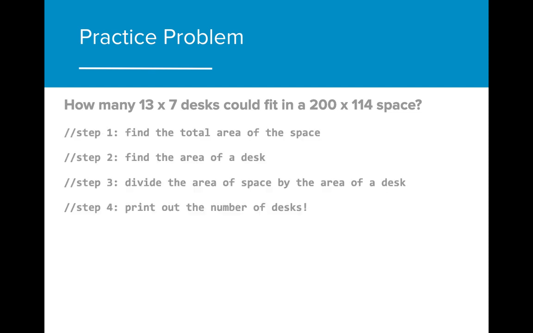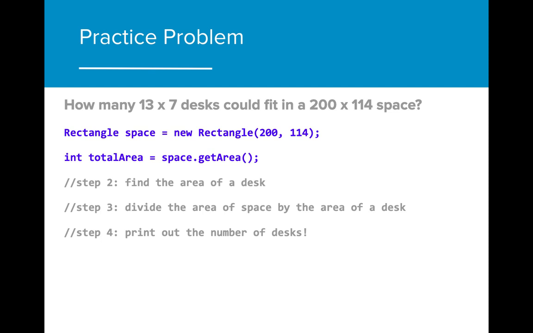Here are the steps it would take to solve this problem. Were you close? Now let's take those steps and write it out in actual Java. First, we want to find the area of the space. We can do that by first creating a Rectangle object called space that has a width of 200 and a height of 114. We can then create a new variable called totalArea that stores the result of space.getArea, which calculates the area of the space from the Rectangle class.